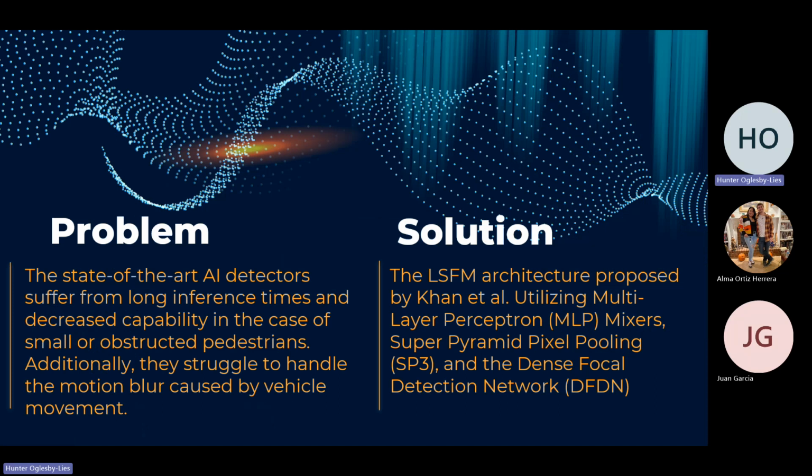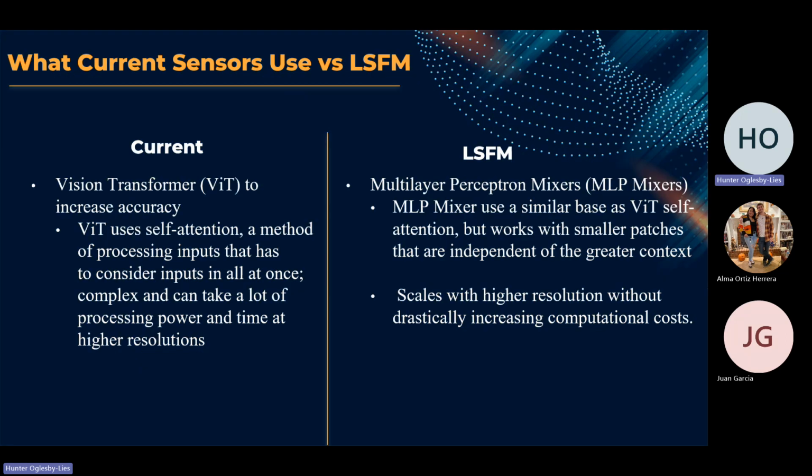The problem with current state-of-the-art AI detectors is that they suffer from long inference times and decreased capability in the case of small, obstructed, or far-away pedestrians. Additionally, they struggle to handle the motion blur caused by vehicle movement. Our solution is the proposed LSFM architecture from Khan et al., utilizing multi-layer perceptron mixers, super pyramid pixel pooling, and the dense focal detection network.